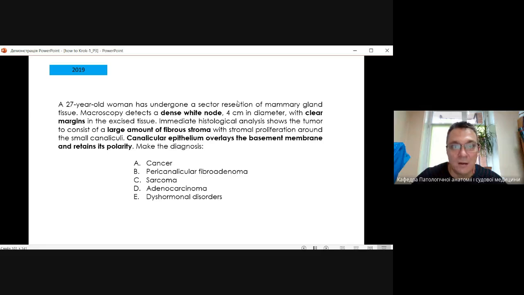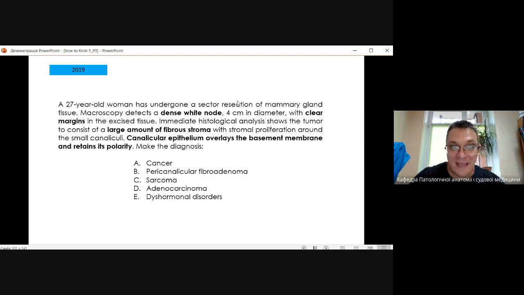The second one: a 27-year-old woman with sectoral resection of mammary gland tissue. Macroscopy detects a dense white node, 4 centimeters in diameter, with clear margins in the excised tissue. Immediate histological analysis showed the tumor to consist of a large amount of fibrous stroma. Okay, B, pericanalicular fibroadenoma.